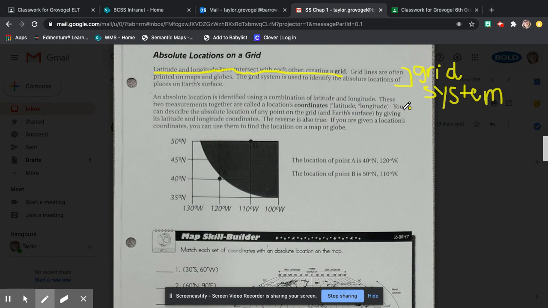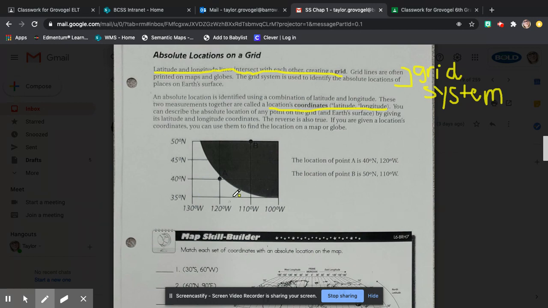globe. So if we look at this paragraph, they gave us a lot of good information. But I think what we need to underline is that a location's coordinates is latitude and longitude. All right. And the rest tells us why we even need the coordinates. So we could either find the location on the grid, which is really what it is.